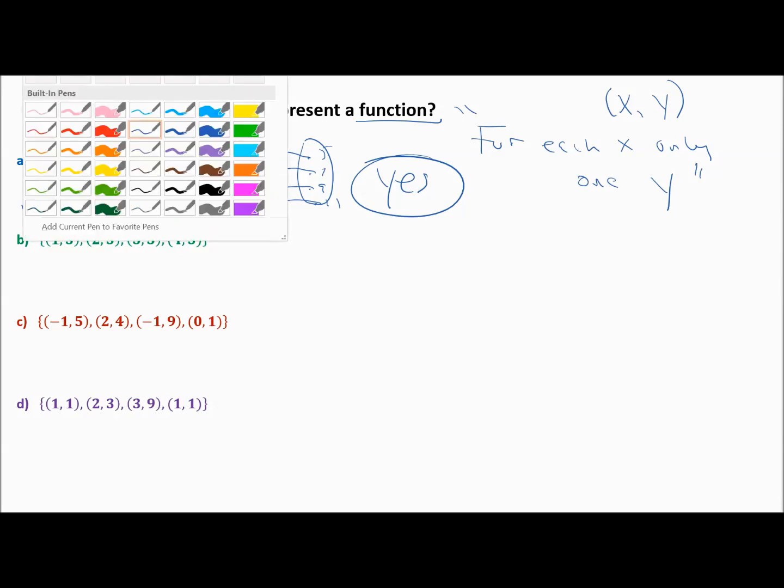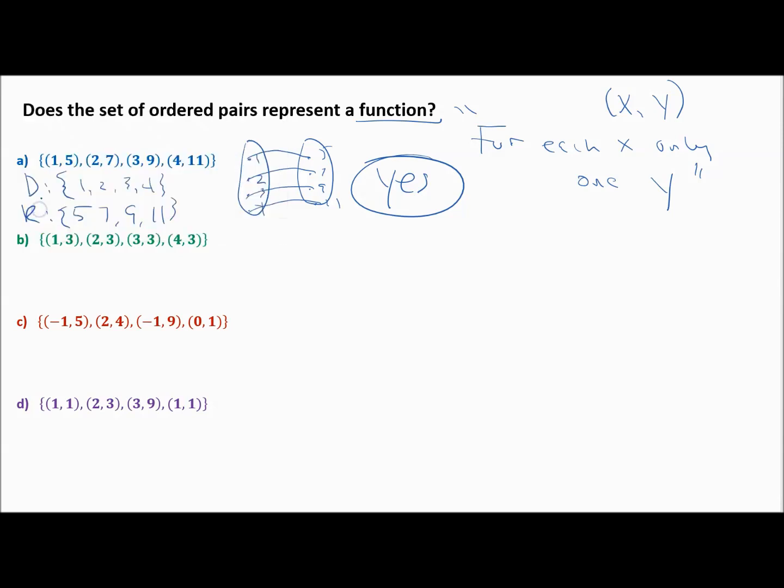Okay, so next, example B. Let's list the domain again. Domain is the X values. In other words, 1, 2, 3, and 4. The range is the Y values in the list, 3, 3, 3, 3. Now, do I need to list 3 4 times? I do not. It's just 3. That's the only answer we could possibly get.